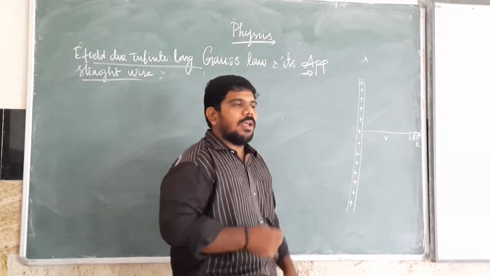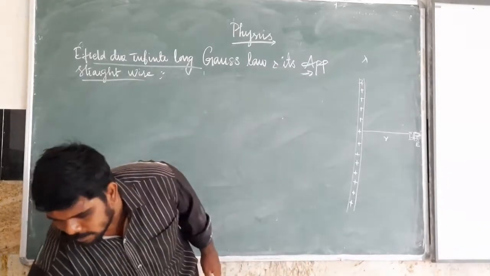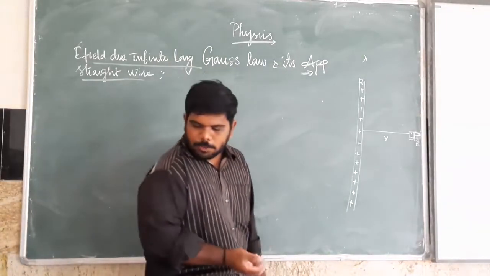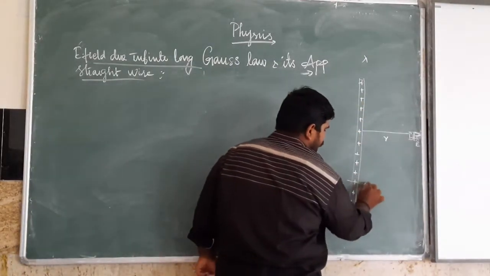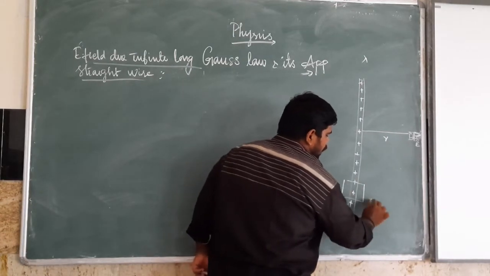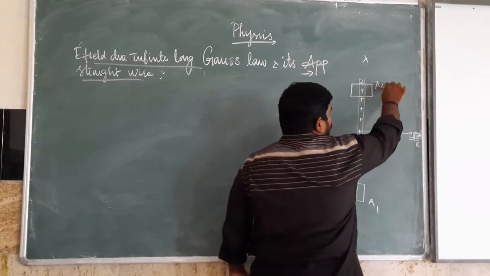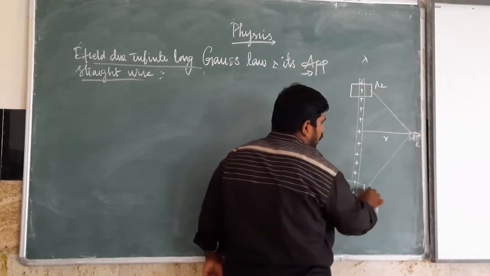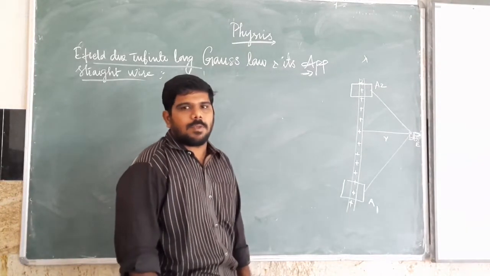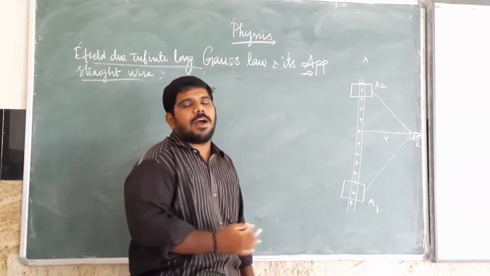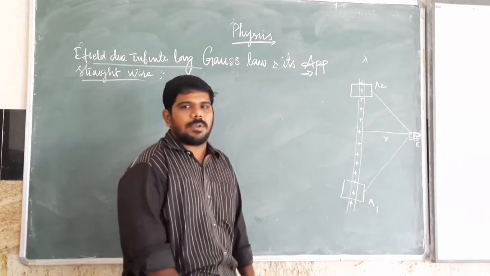Now we are going to consider 2 segments. We are choosing 2 surfaces of areas A1 and A2, which are at equal distance from the point P, and the electric field will be normal to the components.